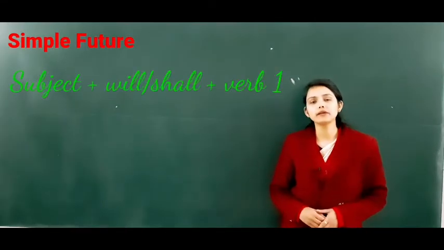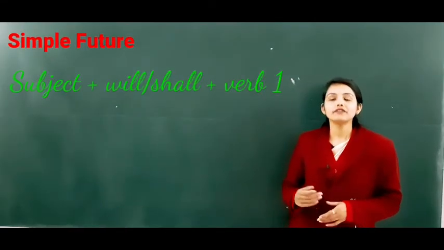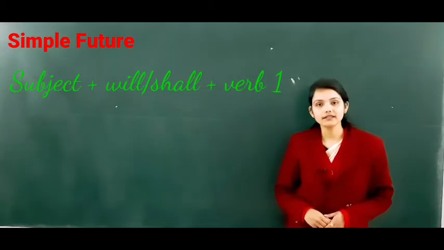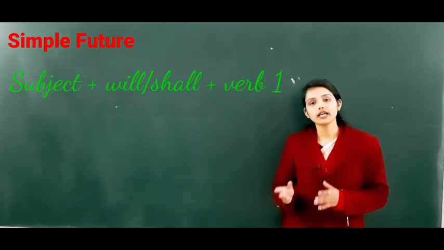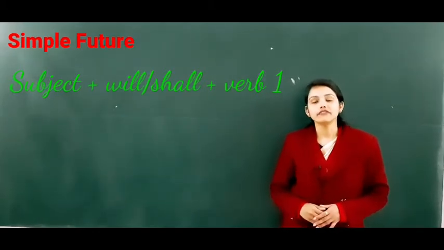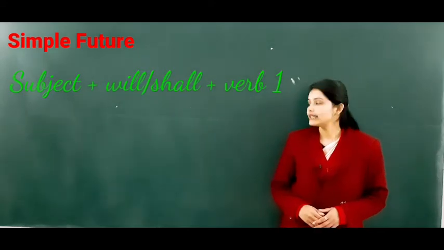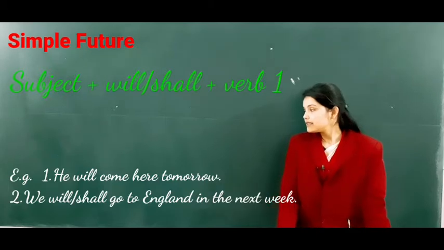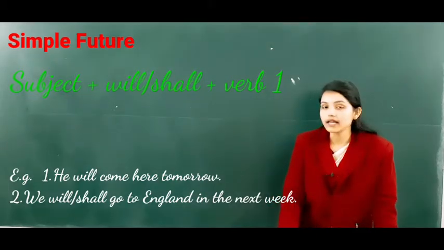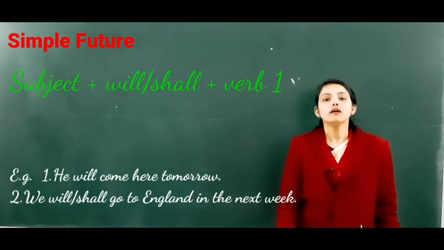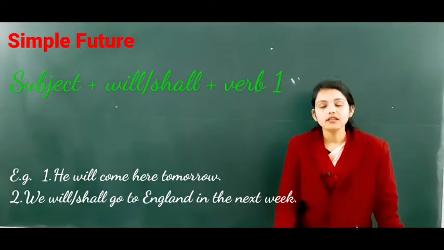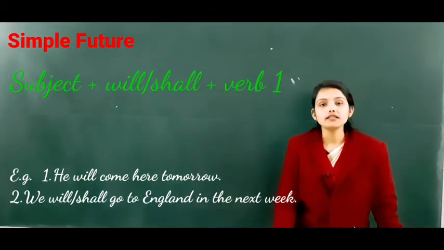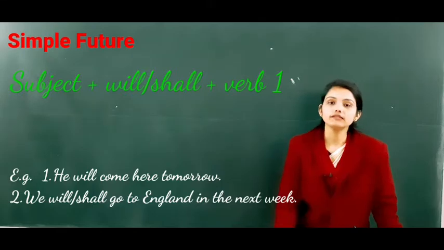What is the rule of simple future? It's very simple. First of all we will start with subject plus will or shall plus first form of the verb. For example, he will come here tomorrow. Another example is we shall go to England in the next week. With I and we use shall, and with other subjects we use will.